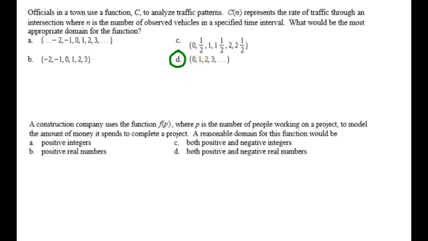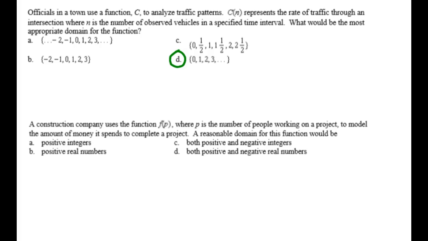Now in the second problem, we have a construction company that uses the function f of p, where p is the number of people working on a project, to model the amount of money it spends to complete a project. A reasonable domain for this function would be: A, positive integers, B, positive real numbers, C, both positive and negative integers, or D, both positive and negative real numbers.